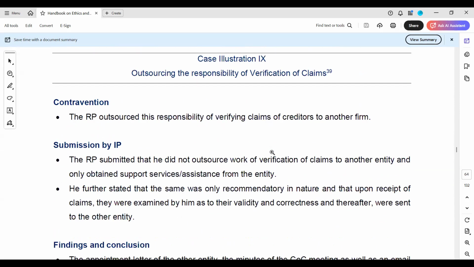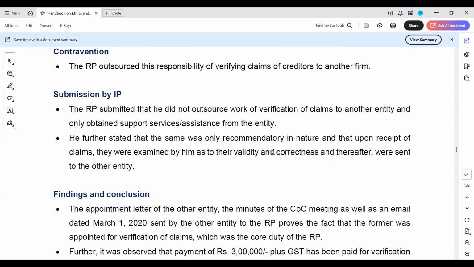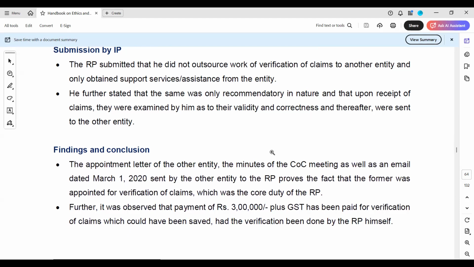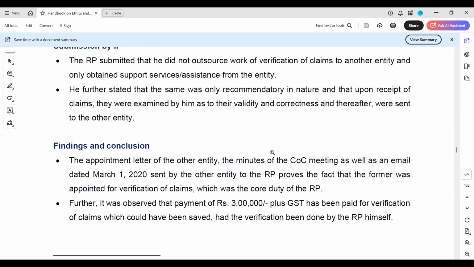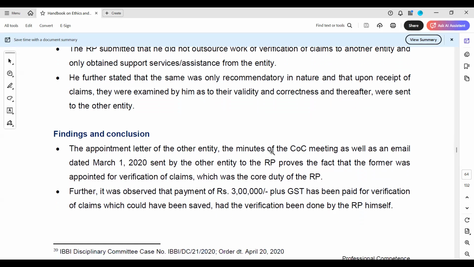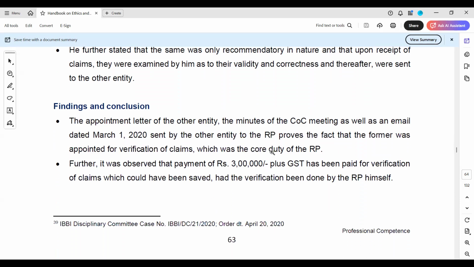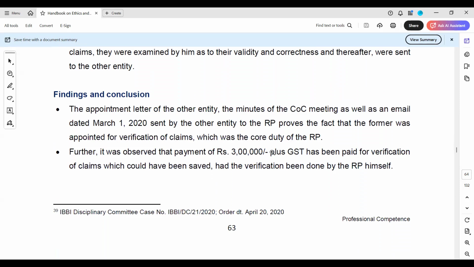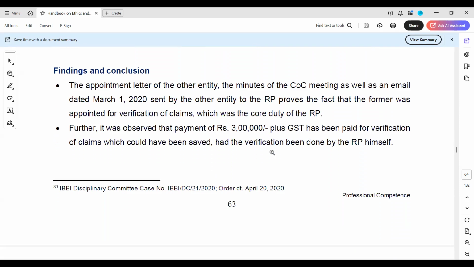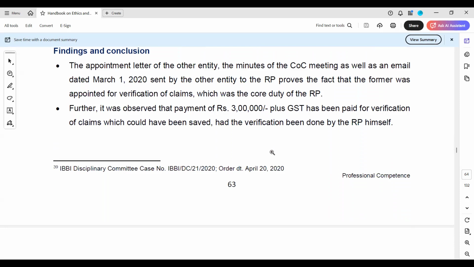Outsourcing the responsibility of verification of claims. वो ही कहता है जो आईआरपी का काम है, आरपी का काम है, उसको ही करना है. आप उनको जो है वो नहीं कर सकते. It was observed that payment of 3 lakhs plus GST has been paid for verification of claims, which could have been saved had the verification been done by the RP himself. RP को खुद करना है, RP ने आगे आउटसोर्स कर दिया उस काम को.